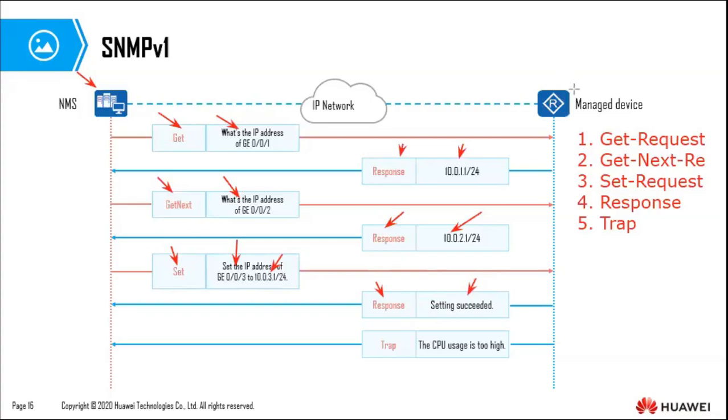Now, in case we have configured a condition, for example, when the CPU usage is too high, we want to get an alarm notification. That is what we call a trap. CPU usage is too high, we send a trap. So that is packet number 5.